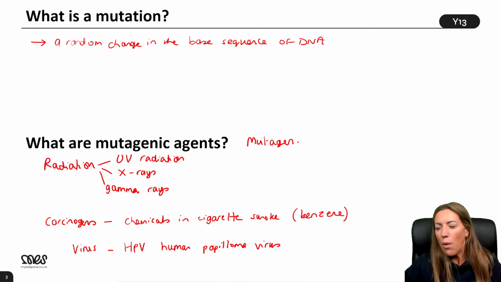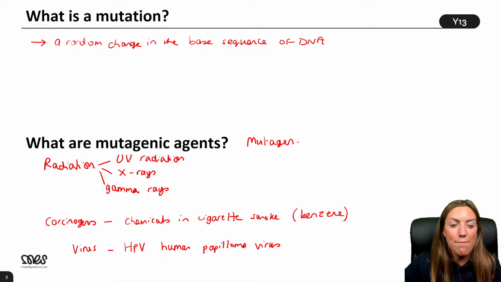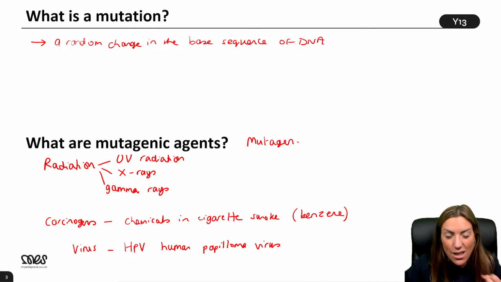I wouldn't worry too much about learning examples, but maybe try and have one or two examples up your sleeve just in case they ask. Although I haven't seen them ask this much on A-level biology. They tend to focus on the different types of mutation and the effects of mutations, right?